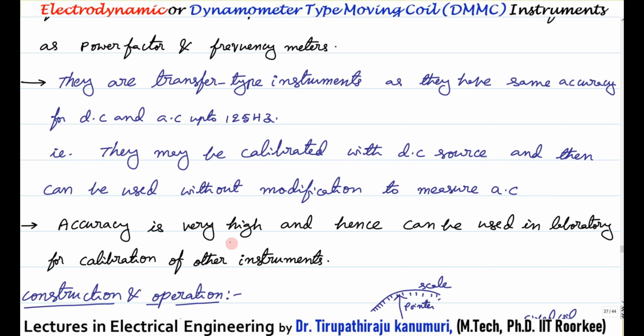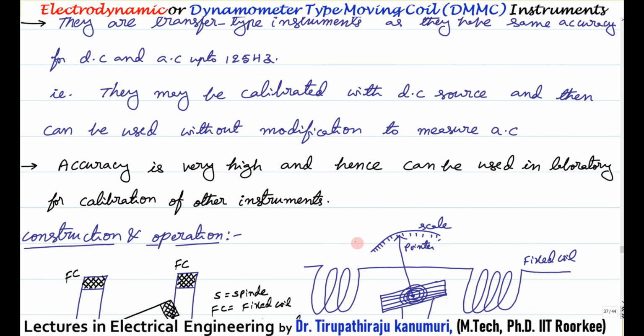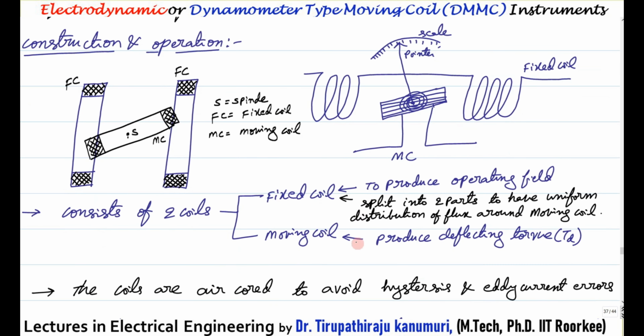As the accuracy of these instruments is very high, they can be used in a laboratory for calibration of other instruments. First, let us see the construction and operation. After that, we will go for the torque equation followed by applications as well as limitations of these instruments. So first, starting with the construction, let us try to compare this with the moving coil type of instrument.